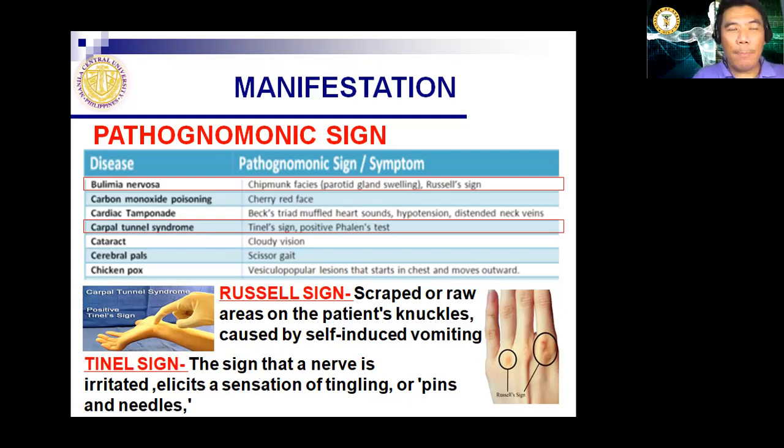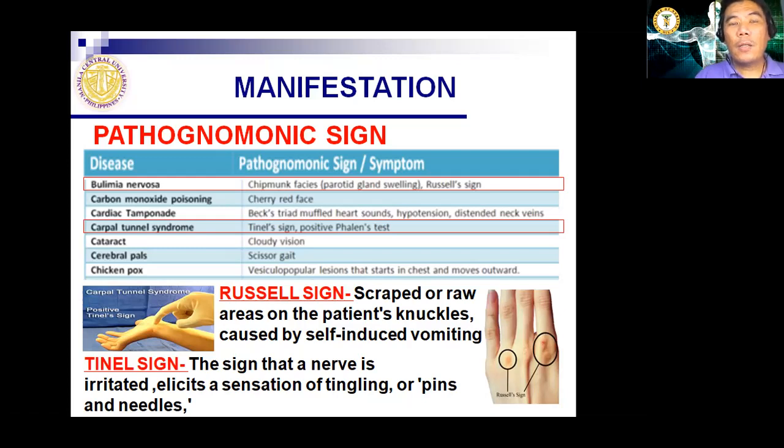Next is when the client may have what we call cardiac tamponade. The heart is protected by the pericardial sac. You are aware of the pericardium, right? If ever the heart is too much enlarged, the fluid goes to spaces such as the pericardial sac, so it may cause further enlargement of the heart. Usually this excess fluid that goes to the pericardial sac is what we call cardiac tamponade.